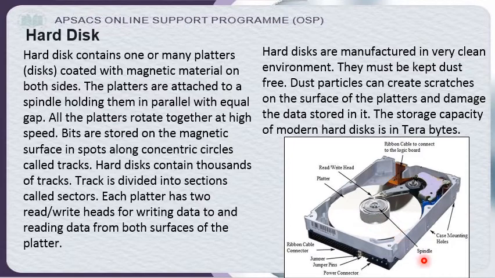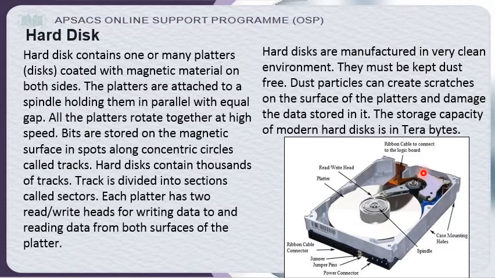So the spindle is there, plates are there, read and write heads, and this is the casing. Another thing is that these hard disks are manufactured in a very clean environment to ensure that dust will not affect the plate. A vacuum is created inside this hard drive. Air is sucked out from this hard drive and then it is closed so that the plates do not get damaged, or the data on the plate does not get damaged.